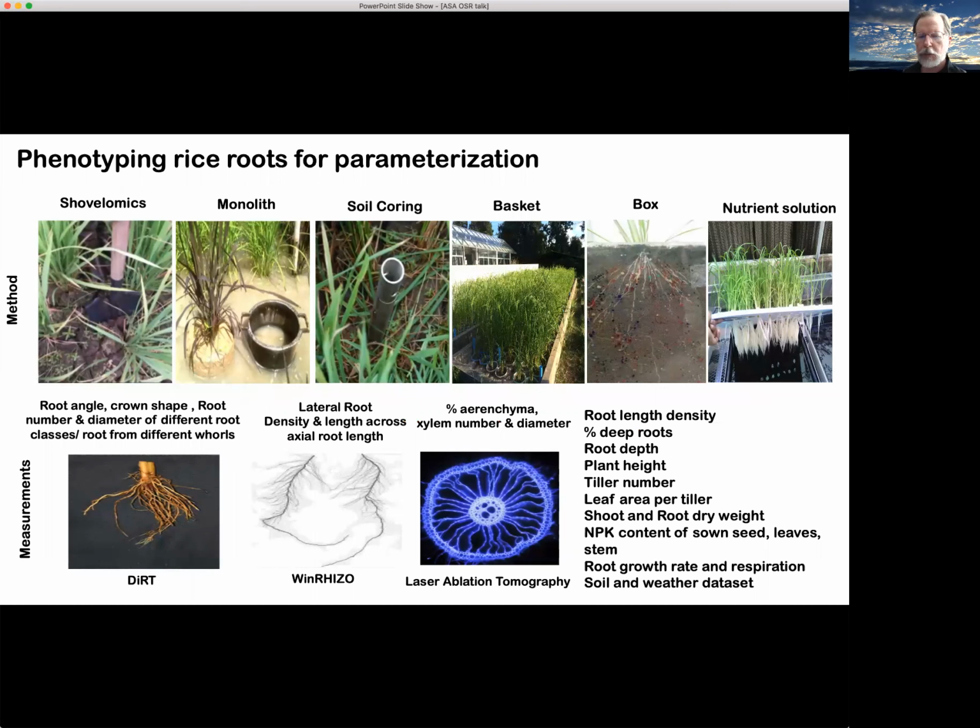So to parameterize OpenSimRoot for rice, we used shovelomics methods, in other words, excavation of root crowns in the field, monoliths, soil coring, both of which give us information about root distribution in the field, baskets, which allow us to capture detailed information about crown root phenotypes, rhizoboxes, which allow us to measure elongation rates of different root classes, and nutrient solution techniques, which allow us to measure physiological parameters such as root respiration in distinct root classes. As phenotyping platforms, we also availed ourselves of digital imaging of root traits for root architecture measurements, WinRhizo for root length measurements, and laser ablation tomography for root anatomical phenotyping.